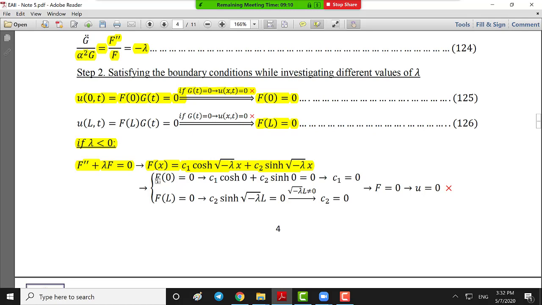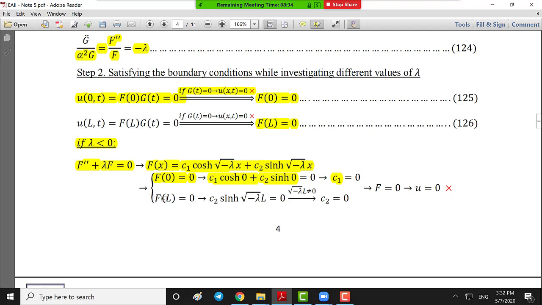Now, if f at 0 is equal to 0, it means that c1 hyperbolic cosine at 0 plus c2 hyperbolic sine at 0 is equal to 0, and hyperbolic cosine at 0 is equal to 1, and hyperbolic sine at 0 is equal to 0. So this left hand side is equal to c1. So we conclude that c1 is equal to 0.